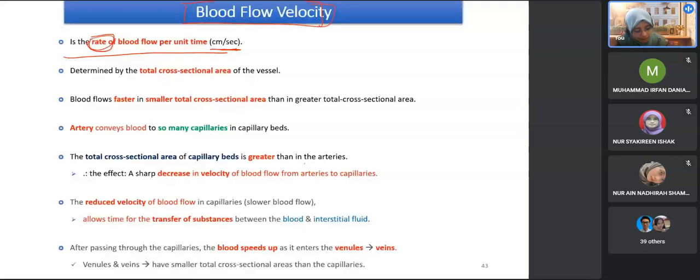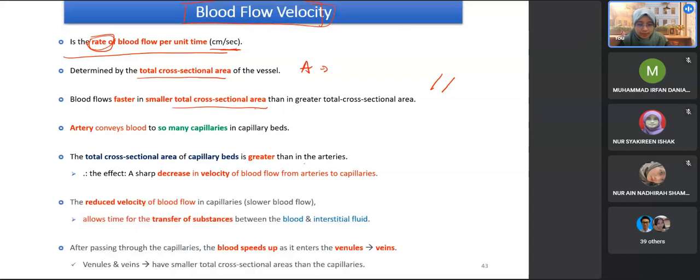Okay, so it is determined by the total cross-sectional area of the blood vessel. So the artery will have a smaller total cross-sectional area. So for the artery, the blood will flow with high velocity. Okay, so blood flows faster in smaller total cross-sectional area than in greater total cross-sectional area. Artery, capillaries, and also into the vein. So artery conveys blood to so many blood capillaries in the capillary beds. So the total cross-sectional area of capillary beds is greater than the artery.